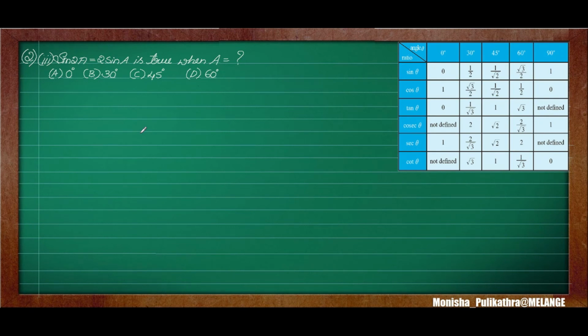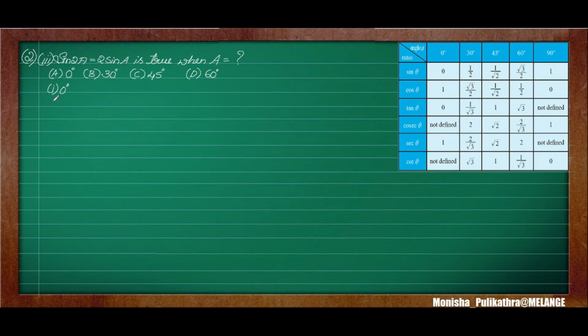So moving on to the third sub question of the second main. The question is: sin 2a is equal to 2 sin a is true when a is. For what value of a, what angle of a, will these two become equal to each other? So that is the point. What we have to do is substitute each and every degree to make the LHS equal to the RHS. First I will go from 0 degree. We will be substituting each option so that we know for what degree these two will be equal.